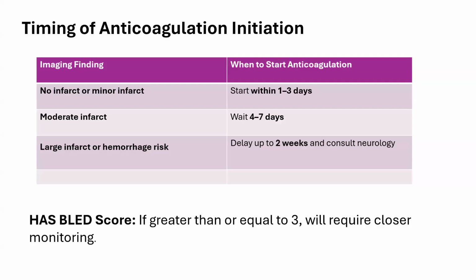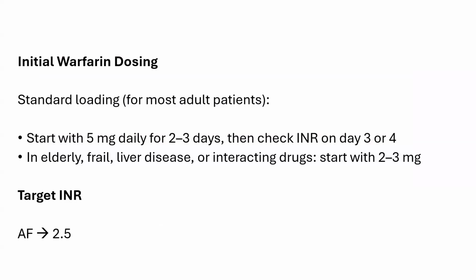So, timing of anticoagulation initiation. If there is no infarct or a minor infarct on the NCCT brain, then we start anticoagulation within 1 to 3 days. If there's a moderate infarct, we wait for at least 1 week. And if there's a large infarct or hemorrhage risk, then we delay up to 2 weeks. We consult the neurology team and decide on when to start the anticoagulation in these patients. And the HAS-BLED score again is important, because if it is greater than or equal to 3, it will require close monitoring. However, just because the HAS-BLED score is high, it is no contraindication to starting anticoagulation in these cardioembolic TIA patients.